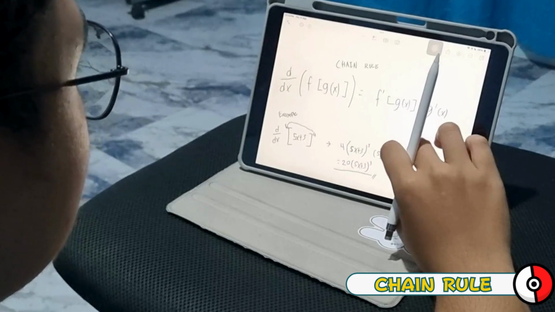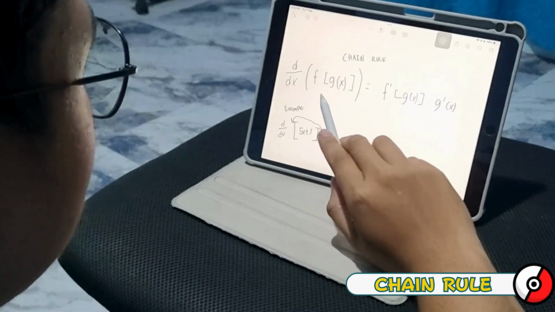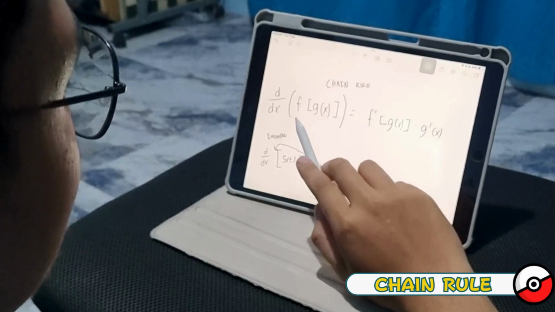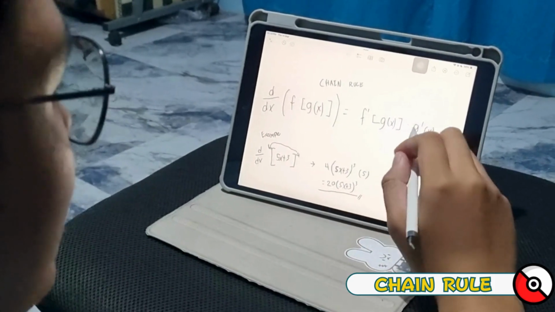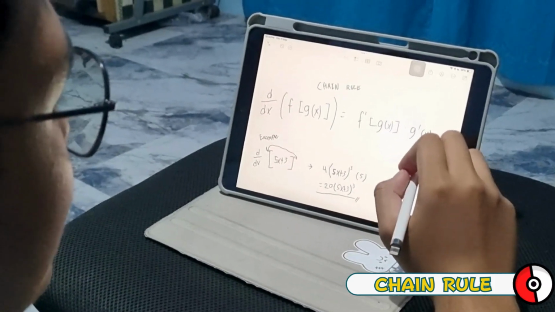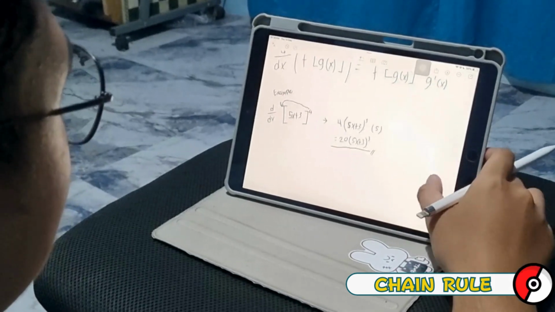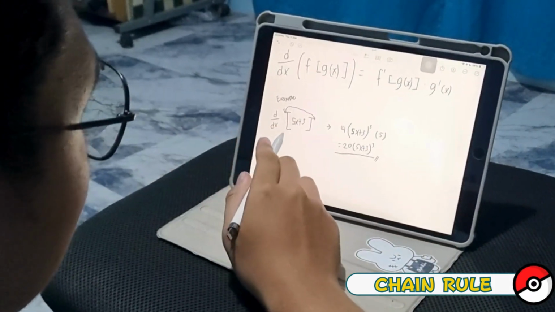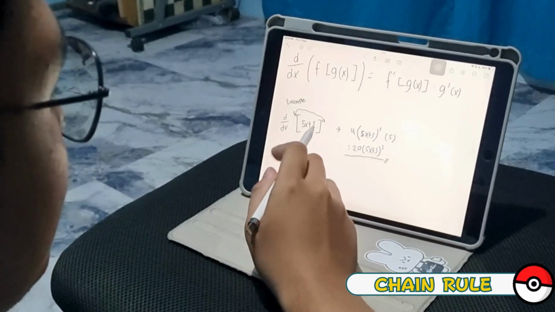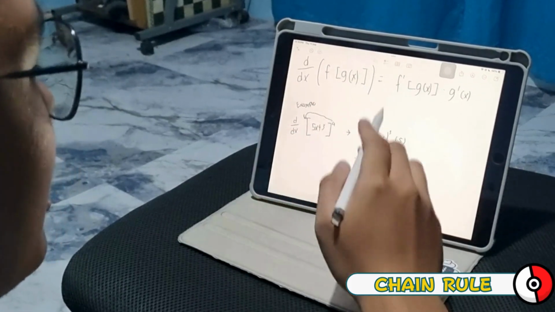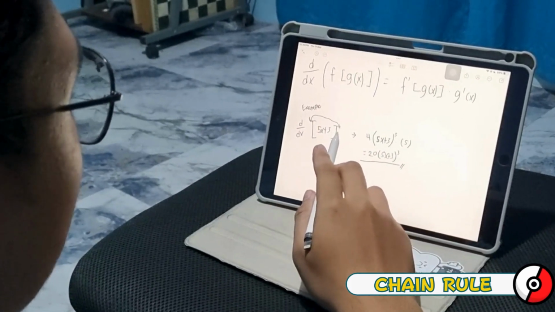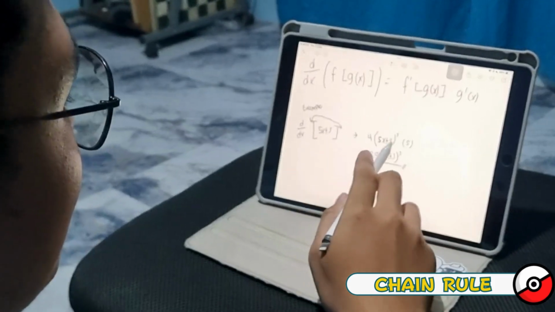And the first thing we're gonna do is find the formula. The formula is f of g of x equals f prime of g of x times g prime of x. We're gonna have an example here. It's (5x plus 3) raised to the fourth power. We're just gonna bring the 4 to the front, then subtract 1 from the 4. It's 4 minus 1 is 3.